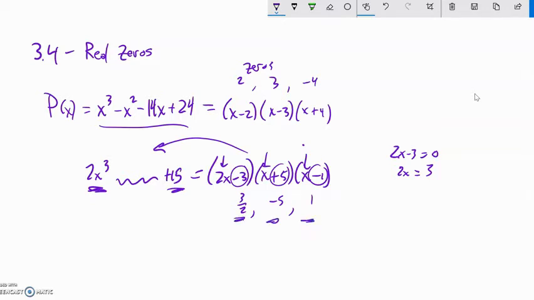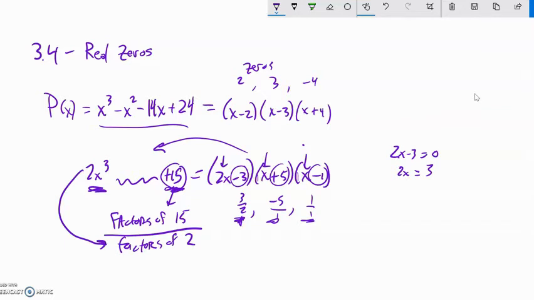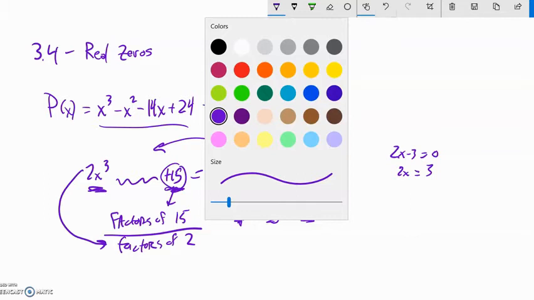Notice the 3, the 5, and the 1 came from the last term, and the 2 that's in the denominator here came from the first term. And this is really over 1, so really those 1s came from the first term as well. So if I think of the factors of 15, factors of the last term, over factors of 2, the coefficient from the first term, whatever this polynomial actually is, those are the only possible zeros.